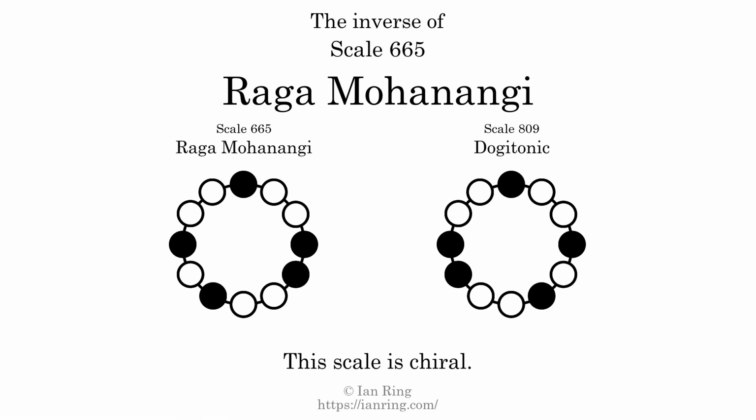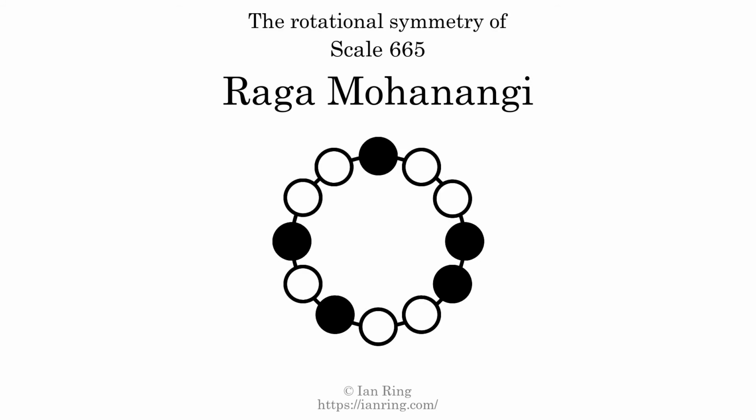The inverse of a scale is a mirror image. It is what you get when the sequence of intervals is reversed. The inverse of this scale is scale 809, also known as diatonic. This scale is chiral. It cannot transform into its inverse by rotational transformation. This scale has no rotational symmetry.